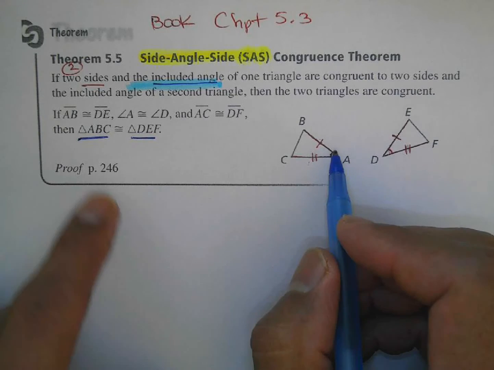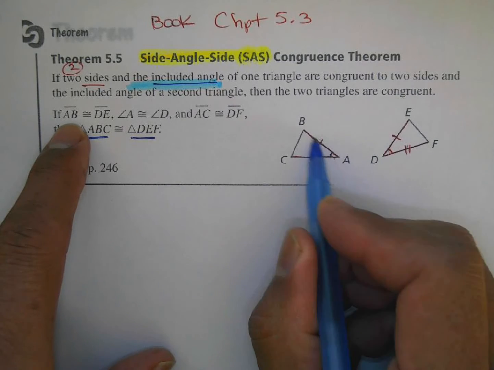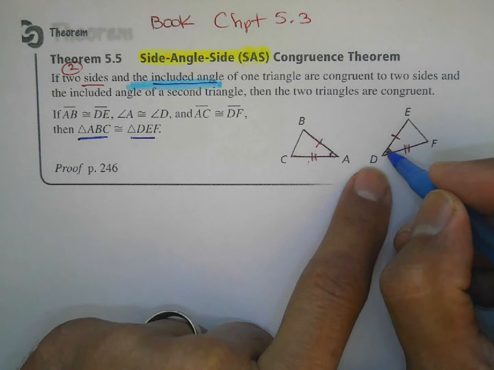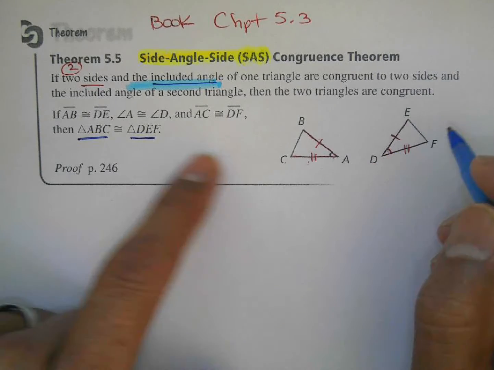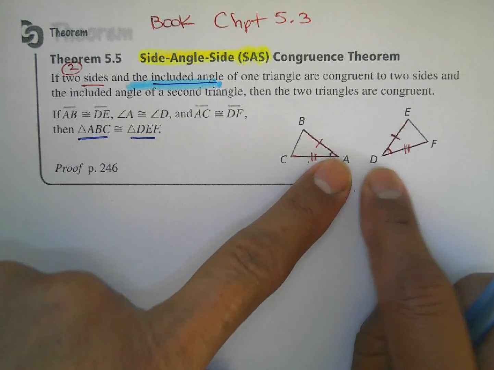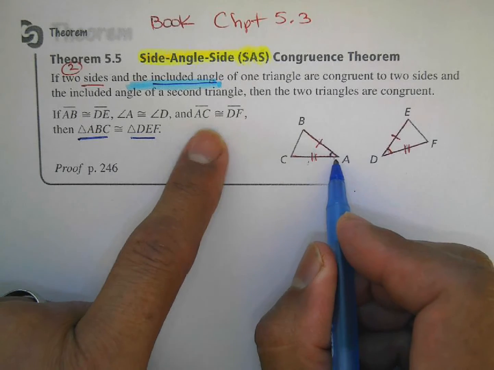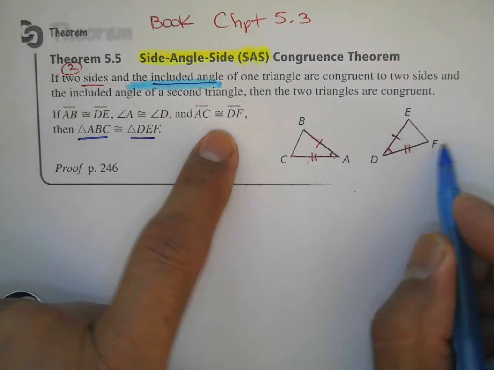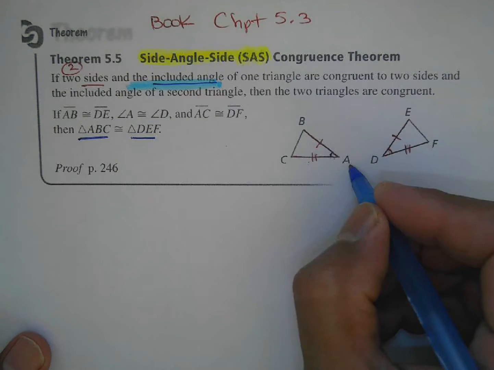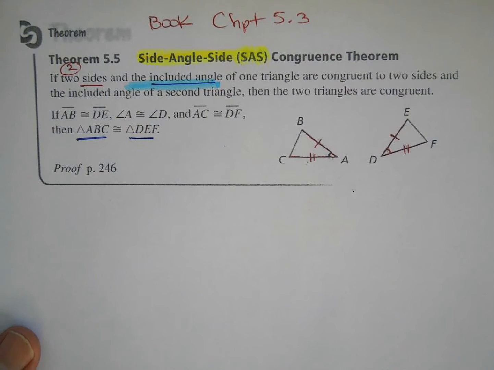But it has to be true that AB, the one with the one hash mark, is congruent to DE, the one with the one hash mark. Obviously, angle A is congruent to angle D. And then the other side, AC, is congruent to DF. It has to be side angle side. Okay, that's how side angle side works.